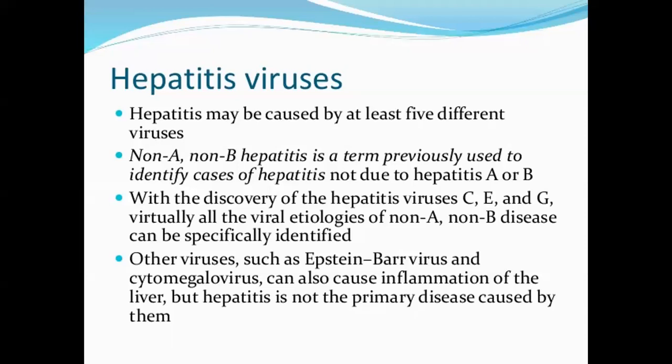With the discovery of hepatitis viruses C, E, and G, virtually all the viral etiologies of non-A and non-B disease can be specifically identified. Other viruses such as Epstein-Barr virus and cytomegalovirus can also cause inflammation of the liver, but hepatitis is not the primary disease caused by them.